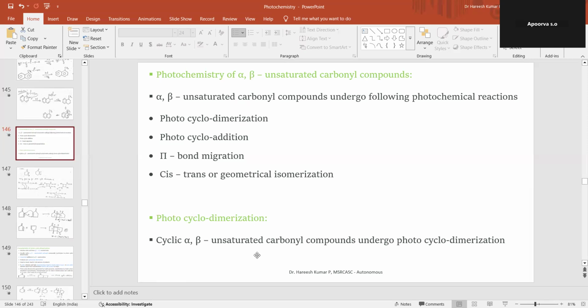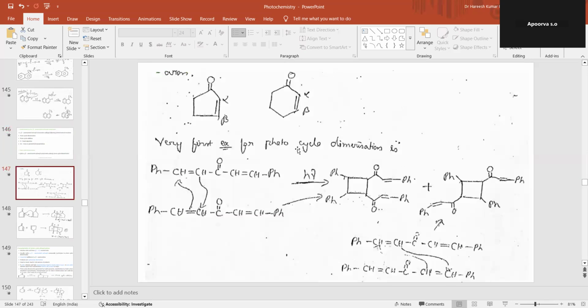Cyclic alpha beta unsaturated carbonyl compounds undergo photocyclodimerization. Here I am taking two examples. One is a 5-membered alpha beta unsaturated ketone. Another one is a 6-membered alpha beta unsaturated one. Between these two, the 6-membered one will be more stable compared to the 5-membered one because of the steric effect. Let's take one more example. This is also an alpha beta unsaturated carbonyl compound.